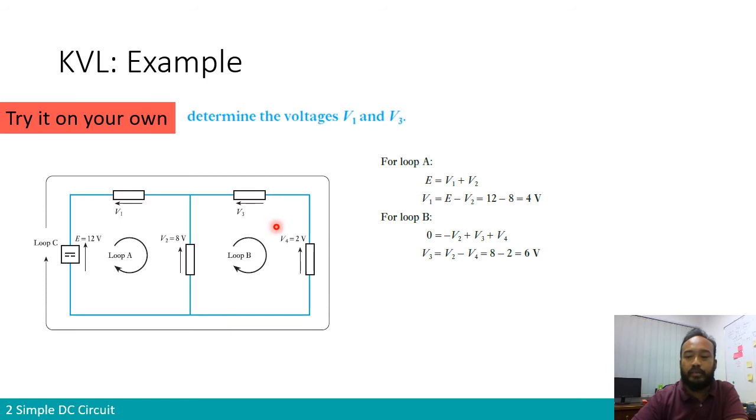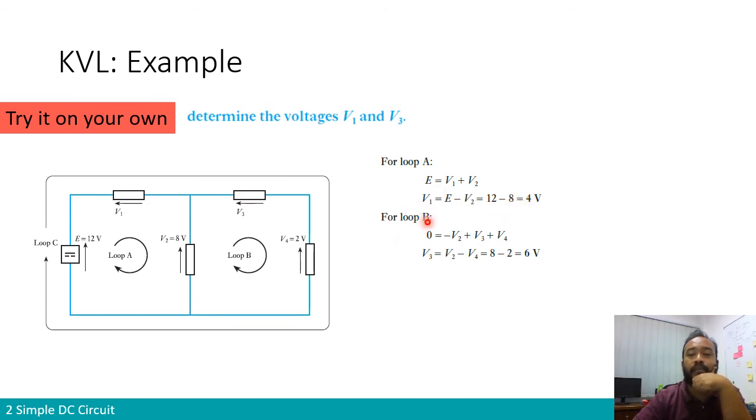So what we need to do is write two KVLs, from loop A and loop B. In loop A, we can write E equals V1 plus V2. Going through the loop, we get E minus V1 minus V2 equals 0, because the direction is opposite, as we assigned the direction of voltage. Therefore, E equals V1 plus V2. We know the values of E and V2, so we can find V1, which is 4 volts.